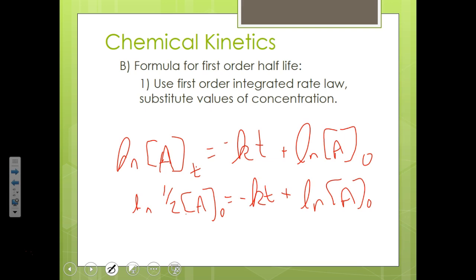We can continue to break this down, so we subtract ln A naught from both sides, and when we subtract natural logs, that means we divide them, so that's the ln of (1/2 A naught) over A naught equals negative kt. This cancels, and we get the ln of a half is equal to negative kt.